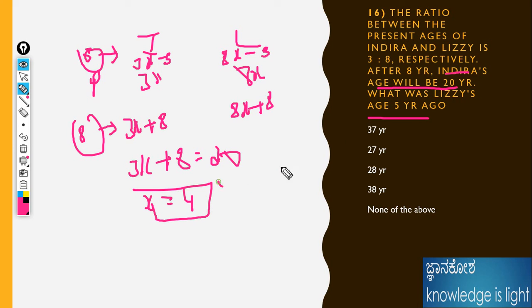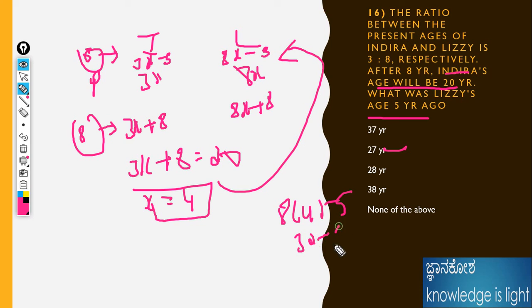They were asking 5 years ago, so we need to calculate Lizzie's age. 8 times 4 is 32, minus 5 is 27. That means 8 into 4 minus 5, 32 minus 5 is 27. If the question is asking for Lizzie 5 years back, what is the thing? For Indra, 3 times 4 is 12, 12 minus 5 is 7. Like that, we need to answer any question. The question is asking about Lizzie, that's why I found it.